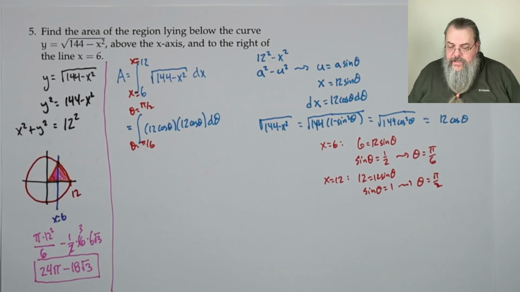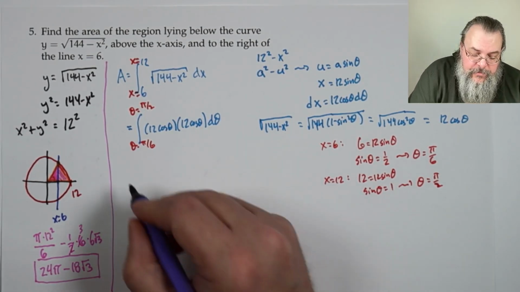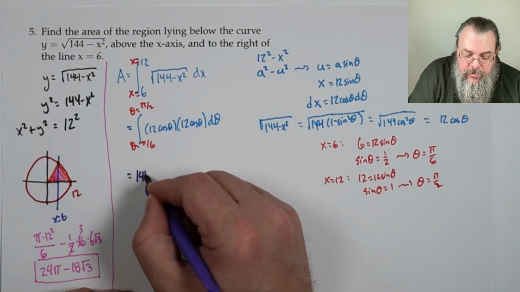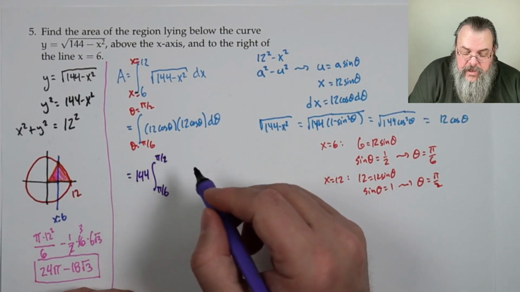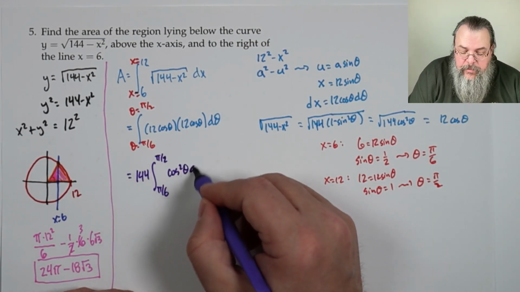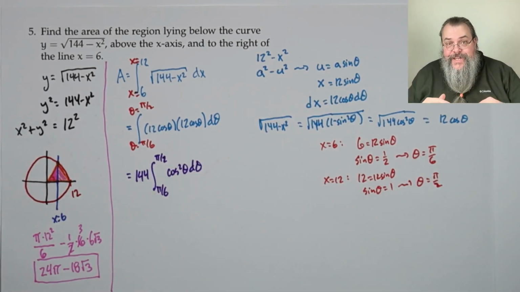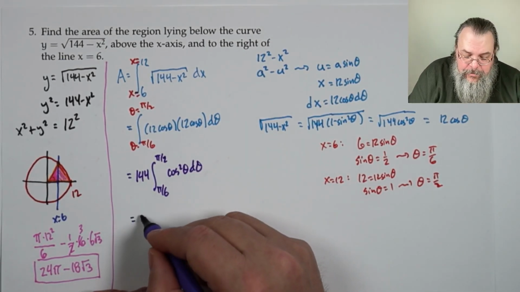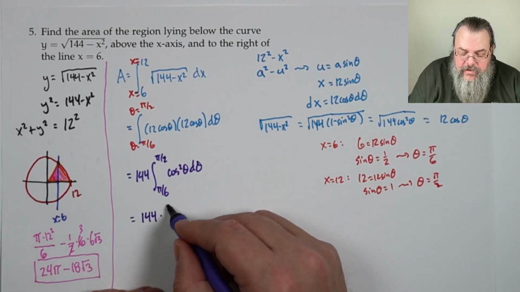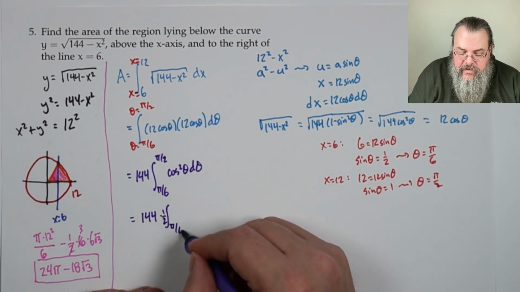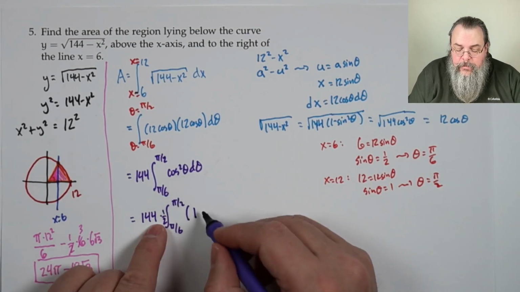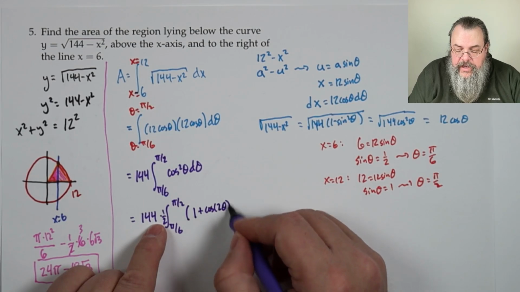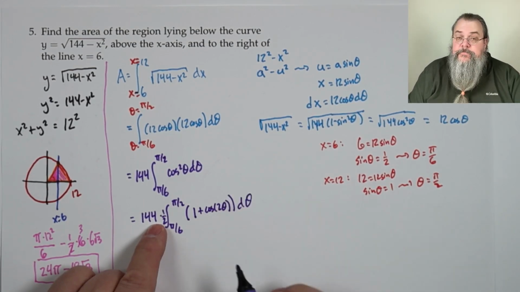Now, we're ready. We now multiply. 12 times 12 is 144. That can come out in front. 144 integral pi over 6 to pi over 2, and we have our cosine squared. What do we do with cosine squared? Power reduction. So this is going to become 144 times 1/2, pi over 6 to pi over 2. And where's that 1/2 from? Power reduction: 1/2 times 1 plus cosine 2 theta, d theta.